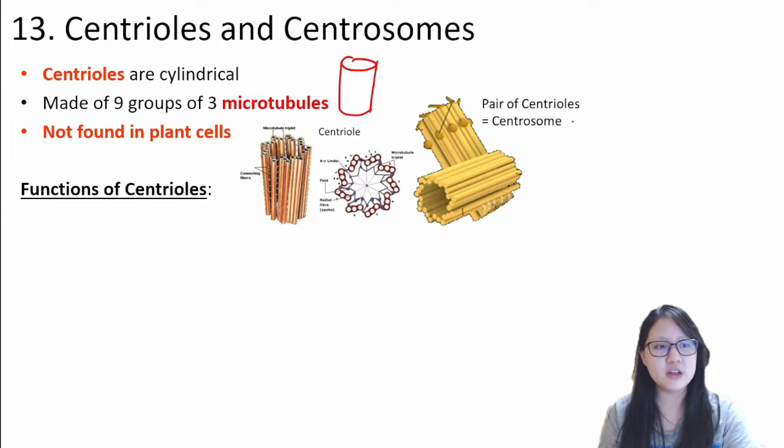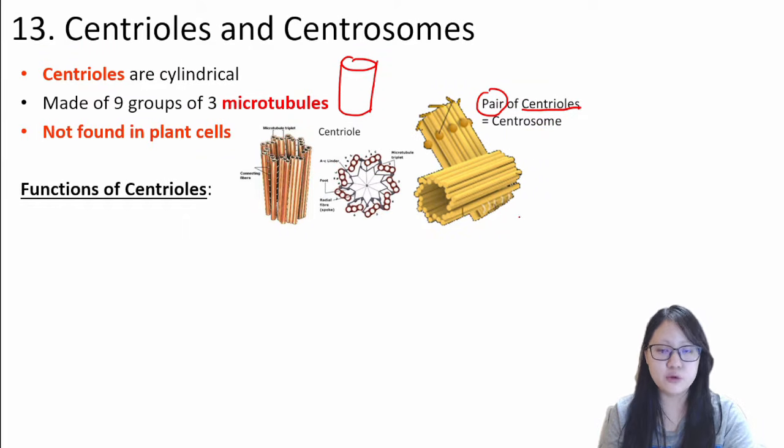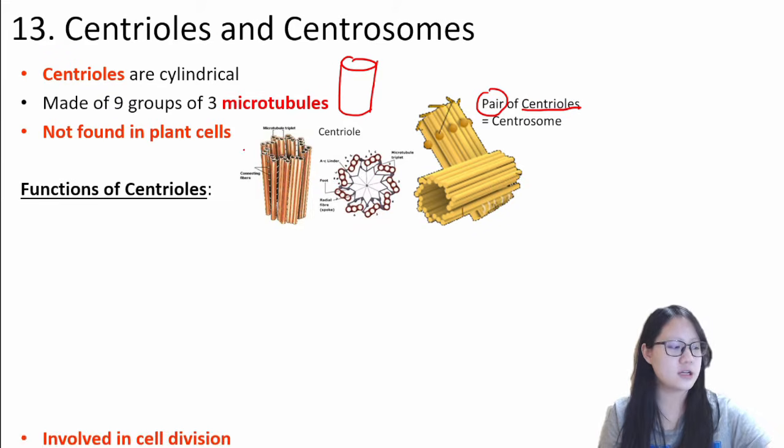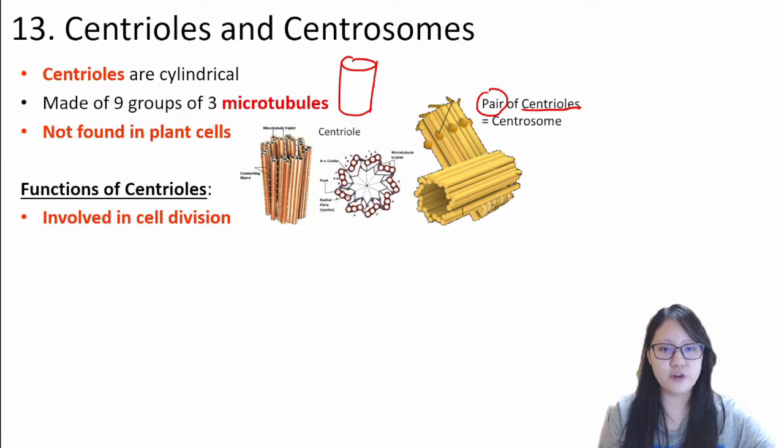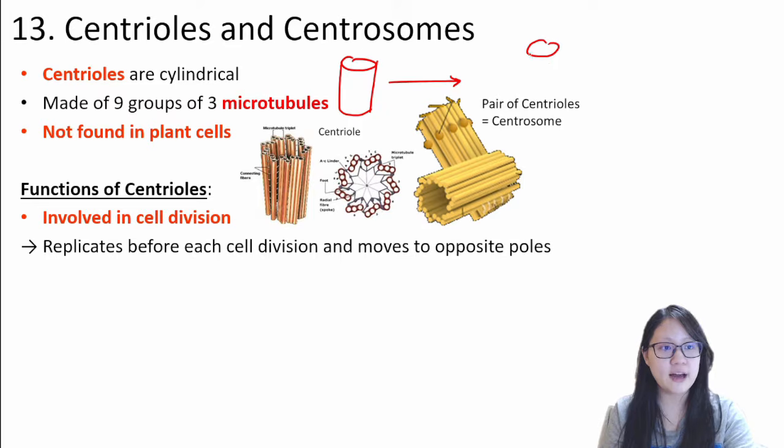Now, you might have heard the term centrosomes also. This is a pair of centrioles. They form a centrosome, so be careful what terminology you're using. Anyway, let's talk about the functions of centrioles first. Number 1, it is involved in cell division because it replicates from one cylinder to form 2 cylinders that are at right angles to each other.